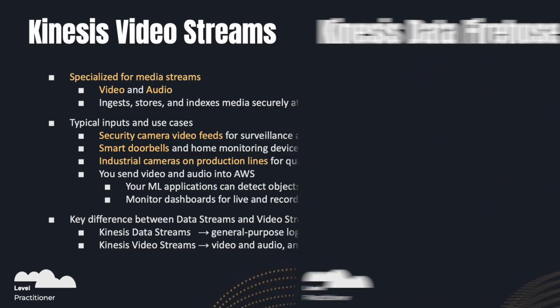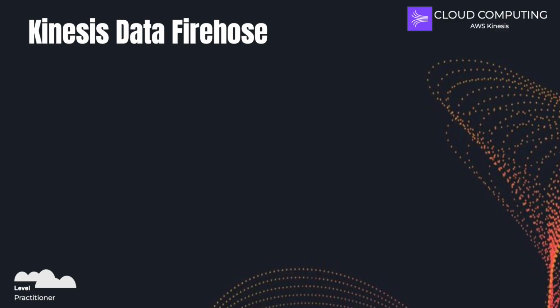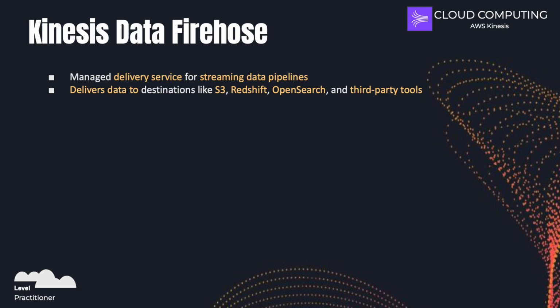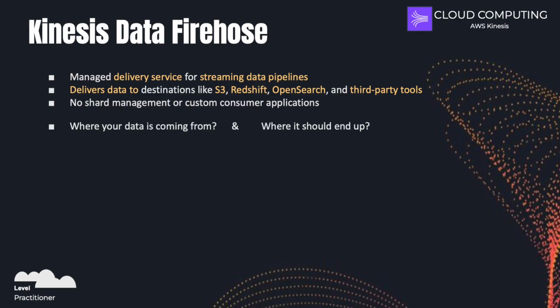Now, moving on with another important member of the Kinesis family, Kinesis Data Firehose. Kinesis Data Firehose is all about taking streaming data and delivering it automatically to destinations like S3, Redshift, OpenSearch, or even some third-party tools. With Firehose, you don't manage shards or build a separate consumer application. Instead, you configure where your data is coming from, meaning your producers, and where you want that data to end up. For example, an S3 bucket or a data warehouse.